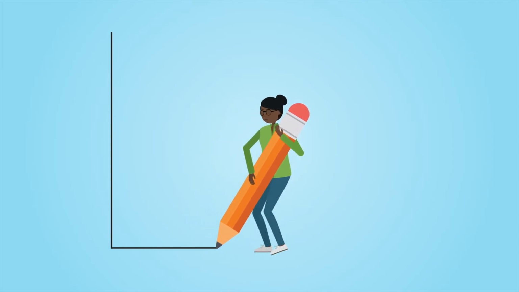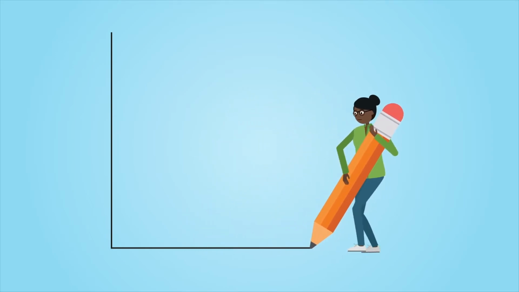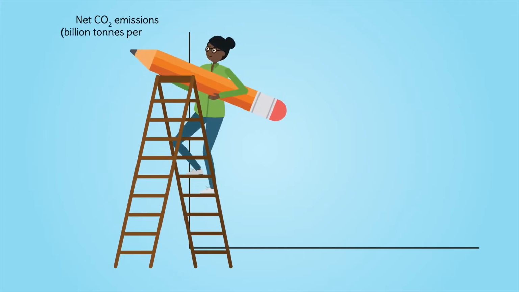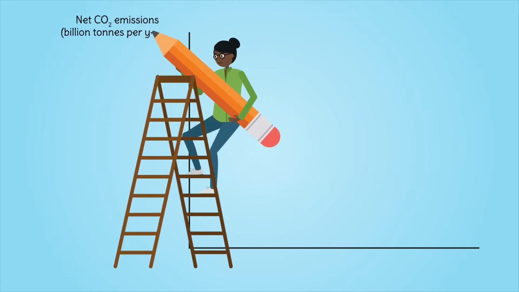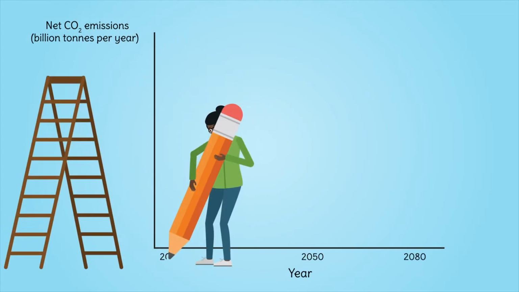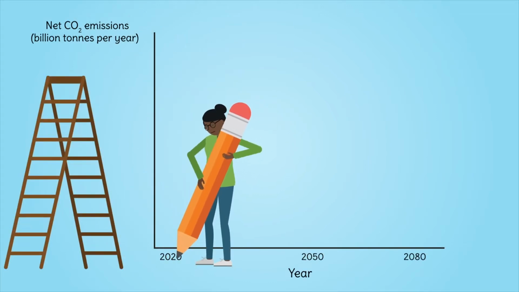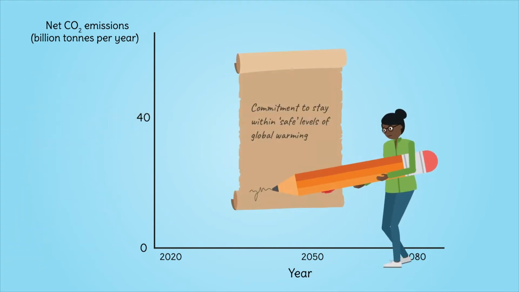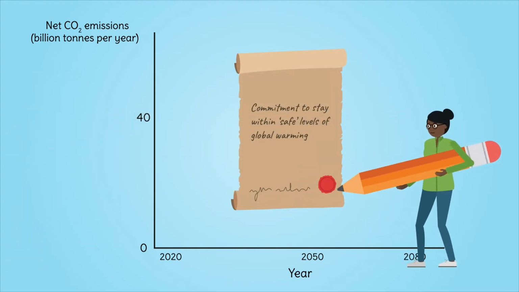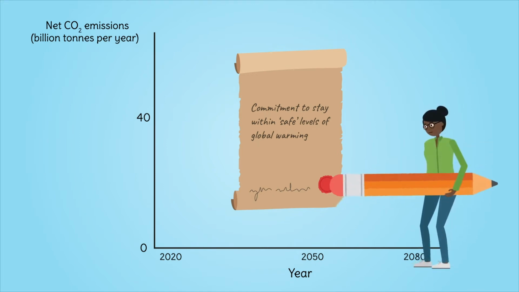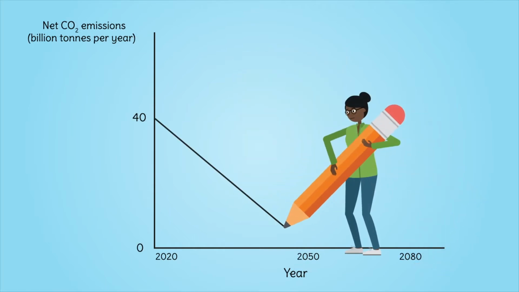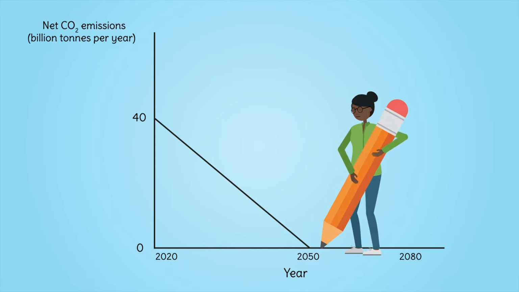We first need to understand our current emissions rate and how we go from there to zero. On this graph, we've got global CO2 emissions in billions of tonnes per year. Along here is the year. In 2020, global CO2 emissions were 40 billion tonnes. As you know, the Paris Agreement committed us to limit warming to 1.5 degrees Celsius. To stay below 1.5 degrees of warming, we need to cut net CO2 emissions to zero by mid-century.